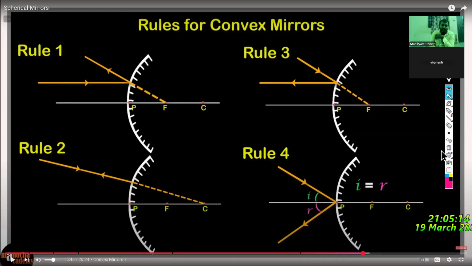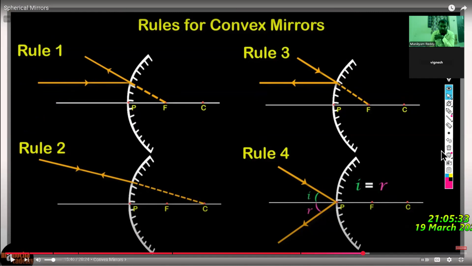When the ray is passing through the focal point, an imaginary ray passing through the focal point, then it reflects back. Sorry, when the ray is parallel to the principal axis, after reflecting it is bouncing back. It is meeting at the focal point. This is rule 1. What is rule 2?